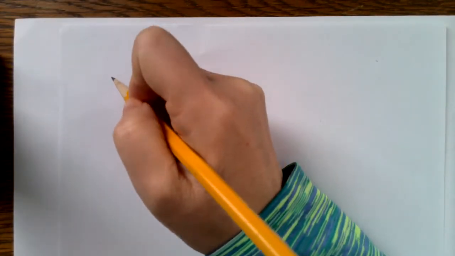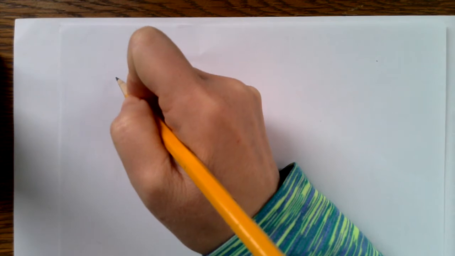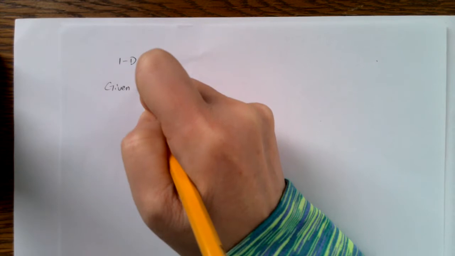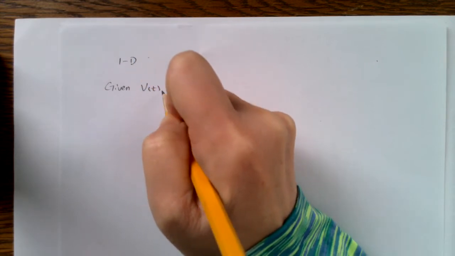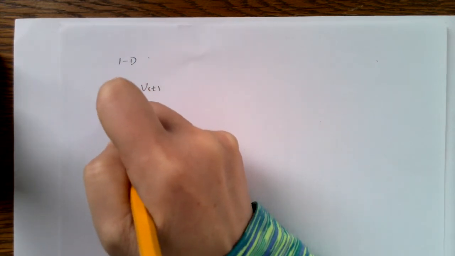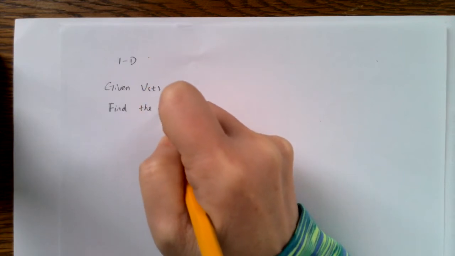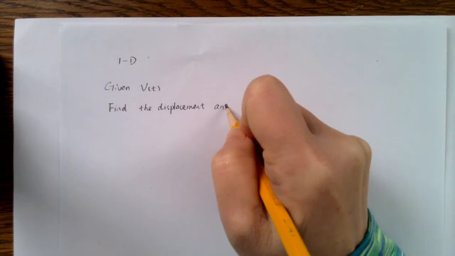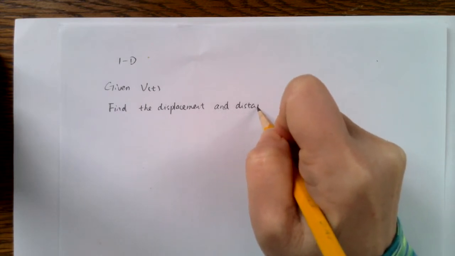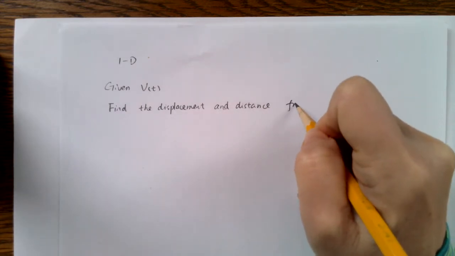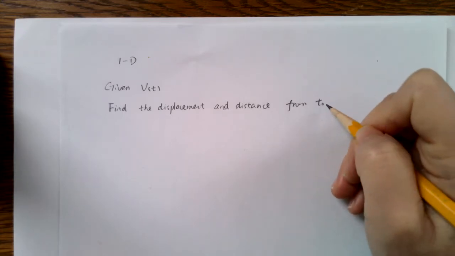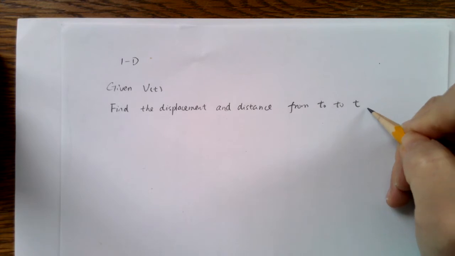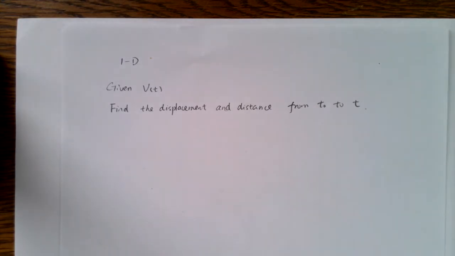Now let's look at a very typical problem in 1D motion. Given the velocity function v(t), we need to find the displacement and distance from time t sub 0 to t. So that means for one time interval. So very, very typical problem.